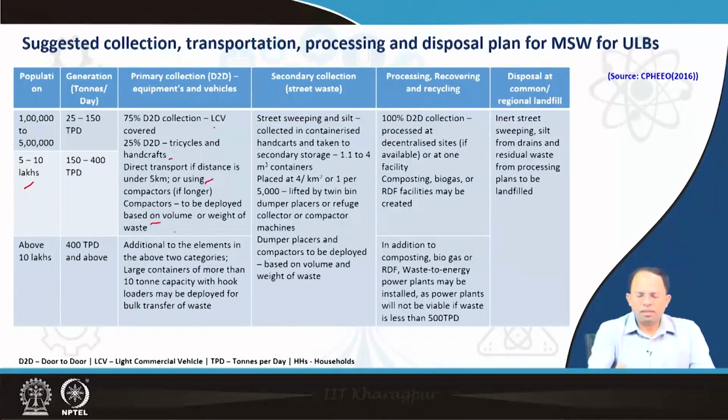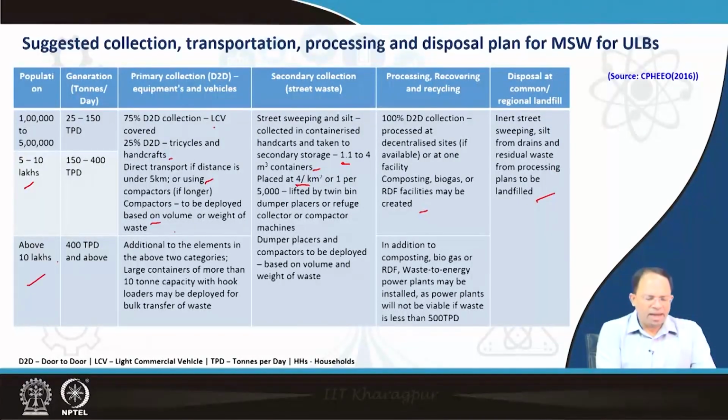Street sweeping and silt are collected in containers and handcarts and taken to secondary storage, 1.1 to 4 meter cube containers, again placed at 4 per square kilometer. Same rules are there, and 100% D2D collection is processed at decentralized sites. Composting, biogas and RDF facilities may be created for these urban areas. And same, the inert waste, street sweeping waste and silt go to the final landfill site.